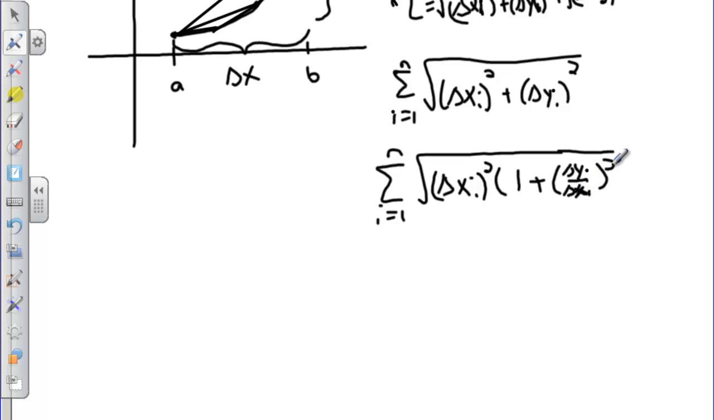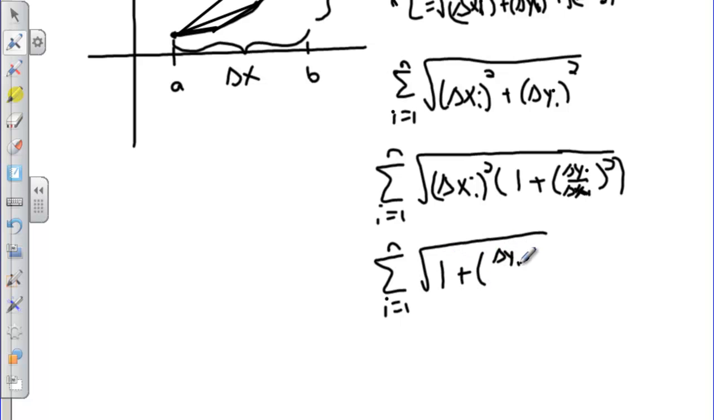I factored that out. Okay. And what this allows me to do is take the square root of both of these, so I can turn this into a Riemann sum that is the square root of 1 plus delta y sub i over delta x sub i, squared. Then the square root of delta x sub i squared is just delta x sub i. So now I have a Riemann sum, and if I let my n go to infinity, then I have an infinite Riemann sum, and I'm going to turn this into the integral.